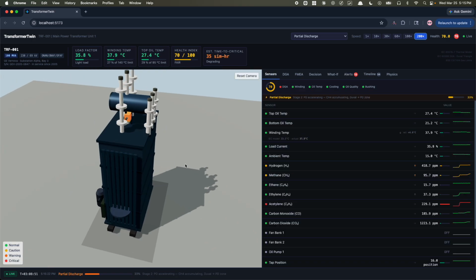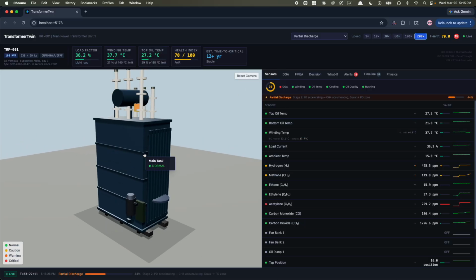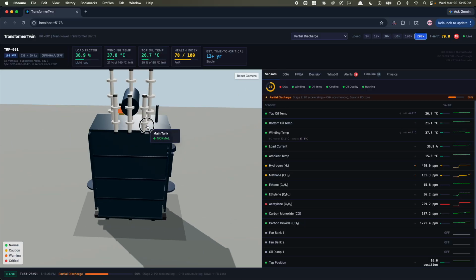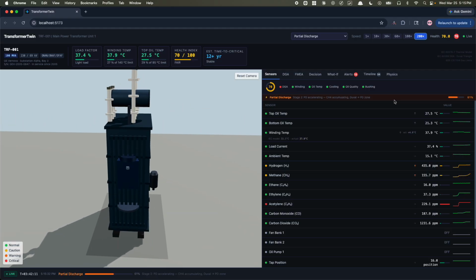So this is our simulation where we can monitor the tank and the transformer, different parts of the transformer, visualize it and observe it, and take actions based on the digital twin. This can be useful in a variety of applications such as predictive maintenance and observability of the transformer states.